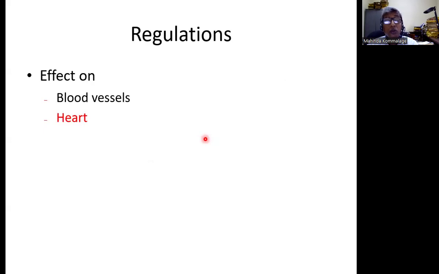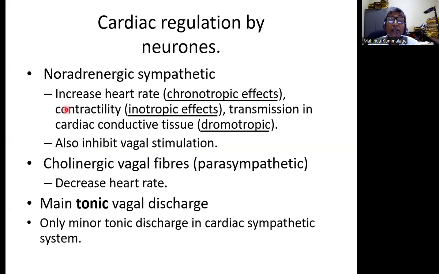Right. So up to now, probably you can understand, I discussed only the regulation of blood flow or blood vessels. Systemic regulation through the nerves and hormones, and local regulation through the metabolites and locally secreted substances. Now I will move to describe the regulation of the heart. Right? So regulation of the heart.